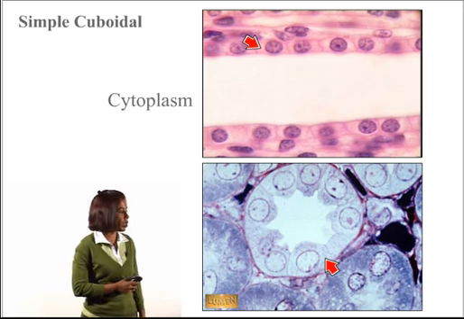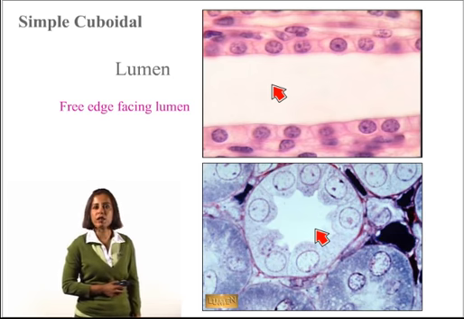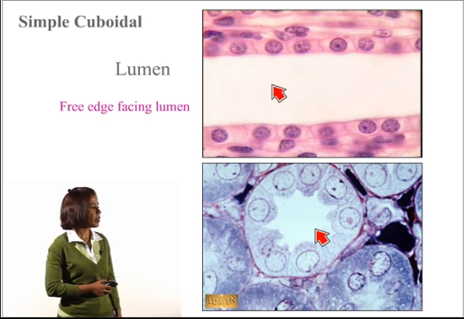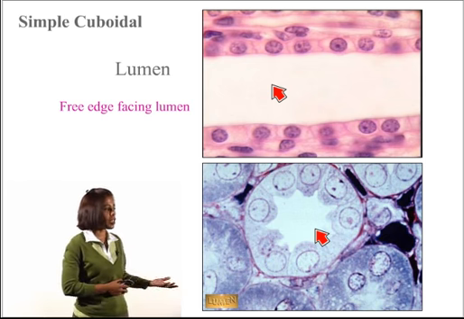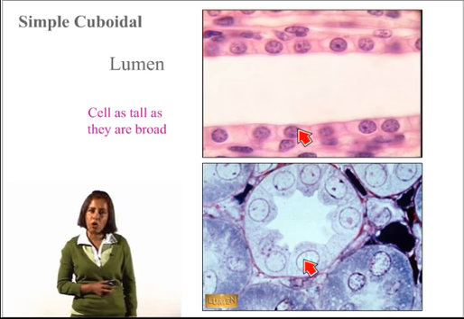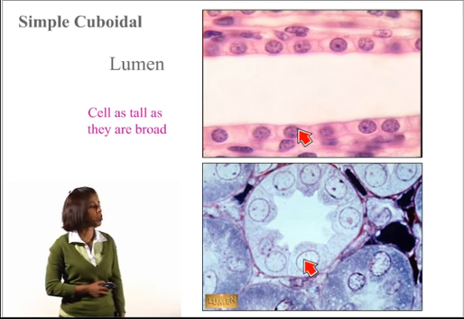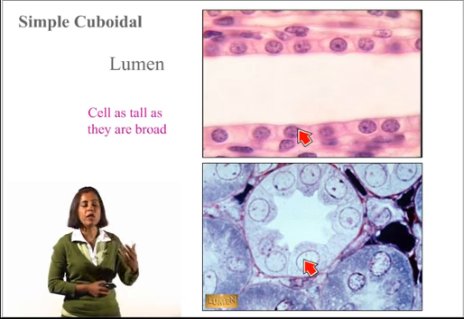Now again, here we are looking at the lumen, and you can see that the free edge of the cells faces the lumen. And if we look at some of the distinguishing features of cuboidal epithelium, the cells are as tall as they are broad, and there is very little cytoplasm present on the surface or above the nucleus.